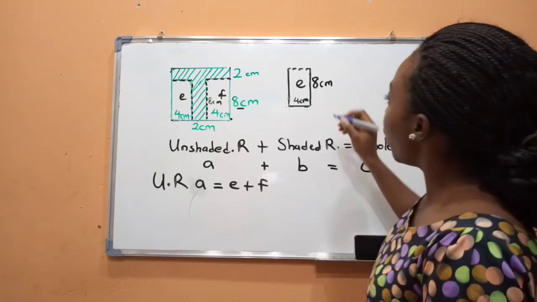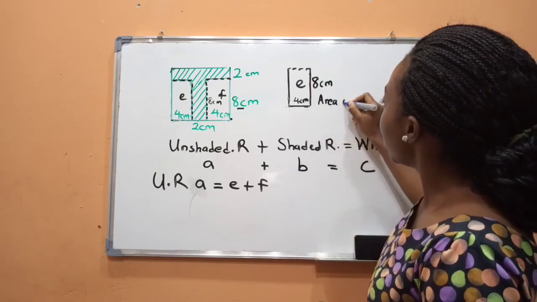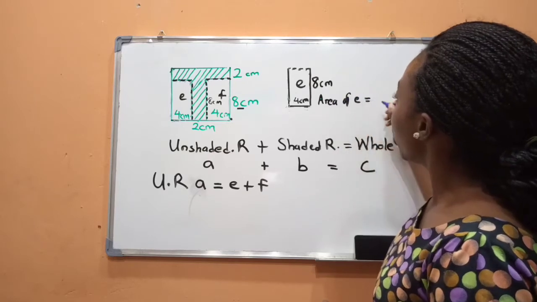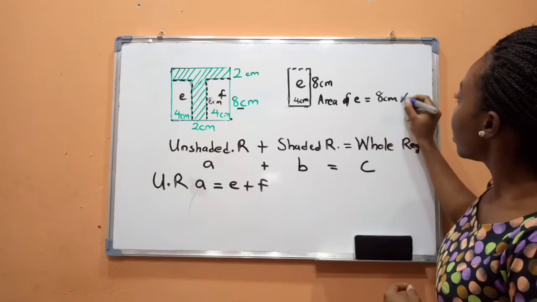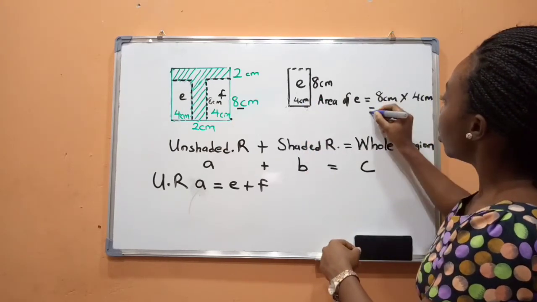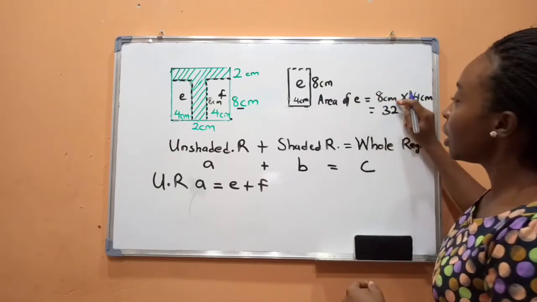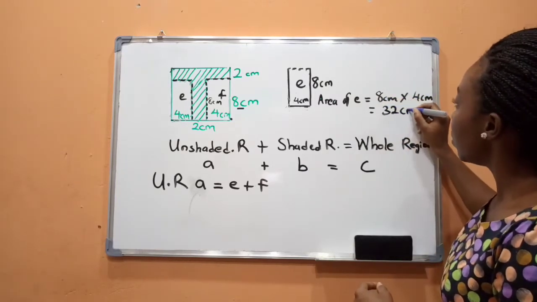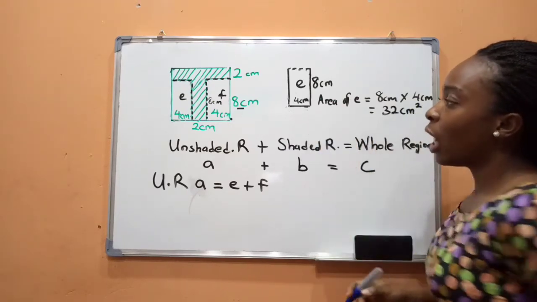So the area of E is equal to 8 centimeters times 4 centimeters. That's going to give us 8 times 4 gives us 32. Centimeter times centimeter gives us centimeter square. So we've succeeded in solving for E. How about F?